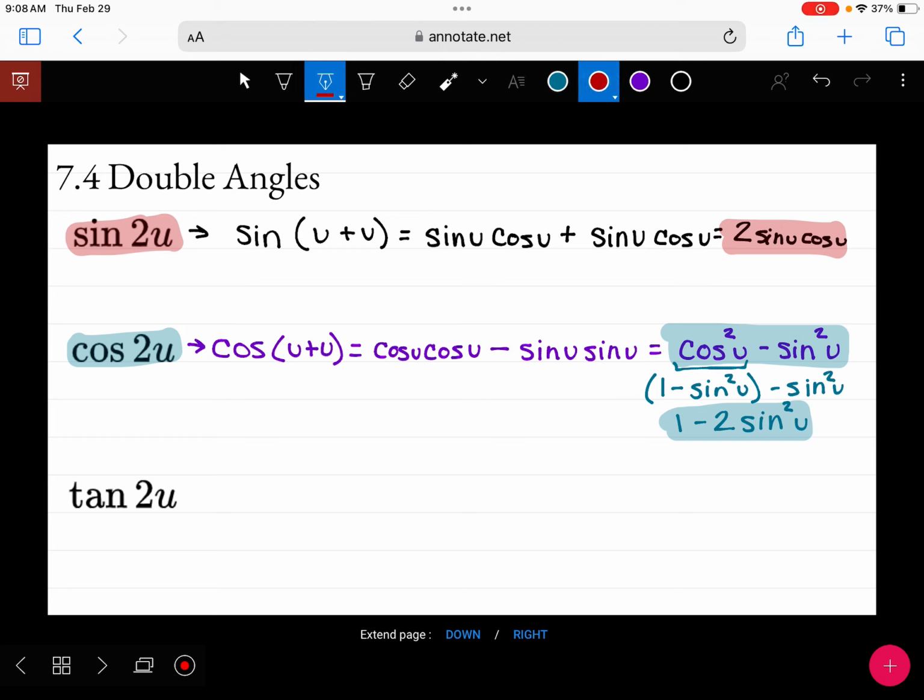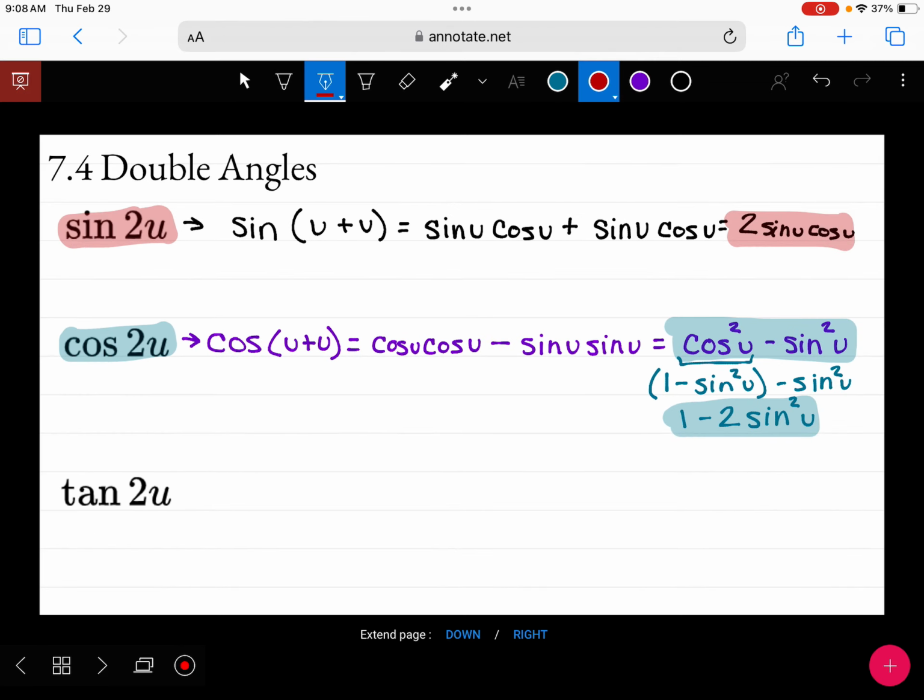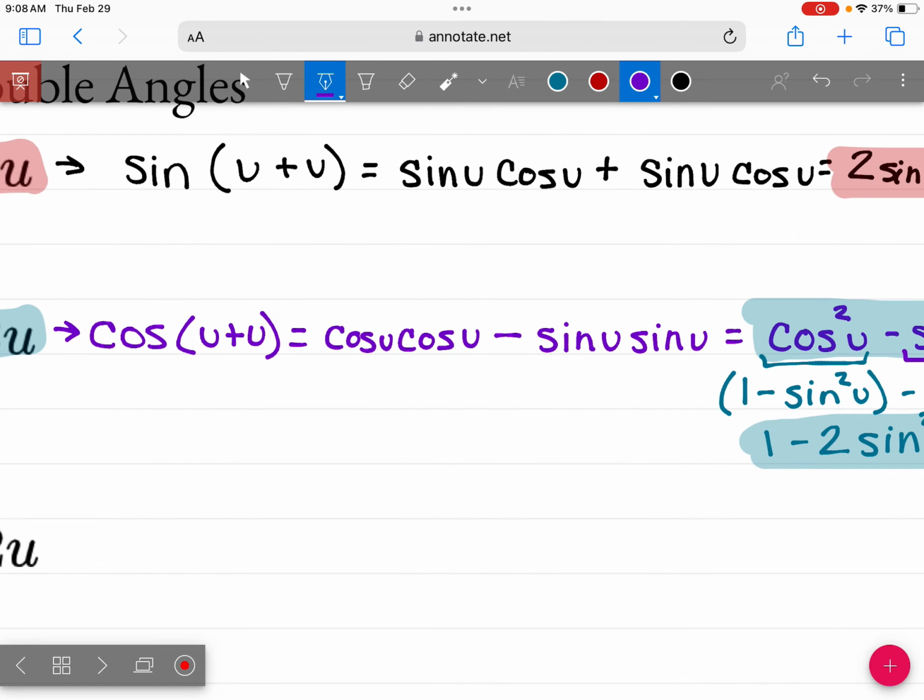We could also do the same thing with the sine. So cosine actually has 3 different ways we can write it. Can we just leave it like that? Well, we're going to write all 3 of them on the next page anyway, so we're deriving it.